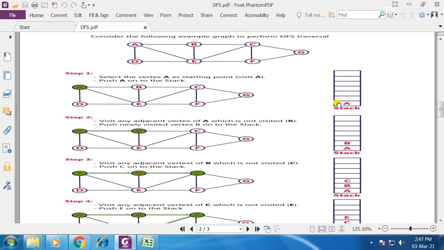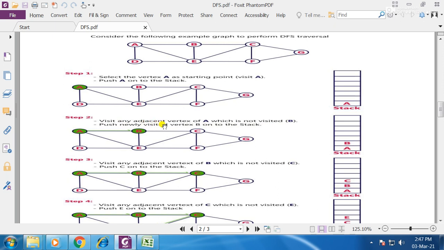So we have visited vertex A and we have put this vertex in the stack. So select the vertex A as the starting point, push A in the stack. So A is now in your stack, and this is marked red: the vertex A of the graph.